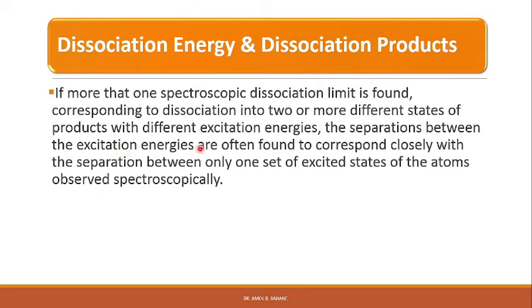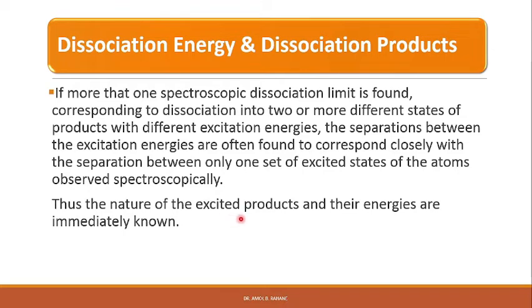Secondly, if more than one spectroscopic dissociation limit is found, corresponding to dissociation into two or more different states of the products with different excitation energies, the separations between the excitation energies are often found to correspond closely with the separation between only one set of excited states of the atoms observed spectroscopically. Thus, the nature of the excited products and their energies are immediately known in this case, and therefore we can deduce the dissociation energies of the molecules.